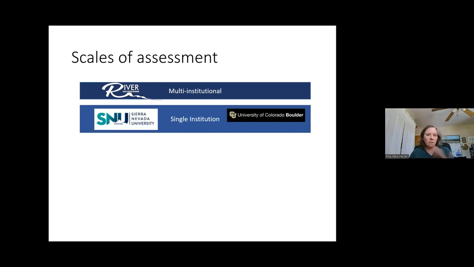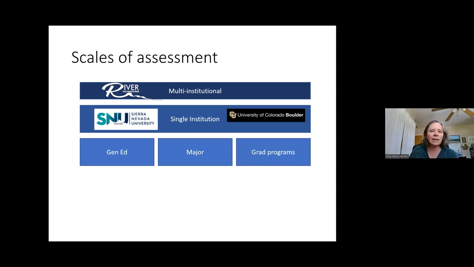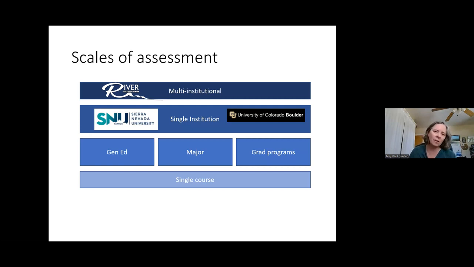We can also think about assessment at the institutional scale, especially the single institution. And again, as I mentioned, there might be various aspects of that you might be looking at: general education curriculum, maybe your major, trying to assess at that scale. Some of you might even have grad programs that you're interested in assessing. So again, that's another scale of assessment, slightly smaller than the multi-institutional scale.